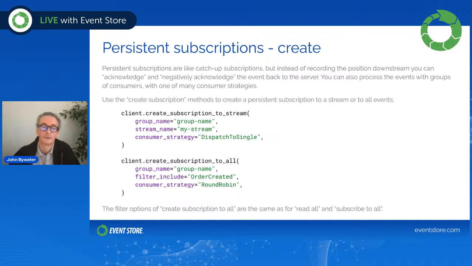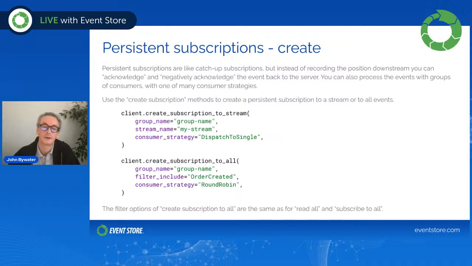There are quite a few methods for persistent subscriptions, whereas the catch-up subscription is just one method, like read, that continues. With persistent subscriptions, we firstly have to create them. Like the other methods, we can create a subscription to a stream, or we can create a subscription to all. If we create a persistent subscription to a stream, we have to give it a group name and a stream name. The consumer strategy dispatch to single is the default. I just included it here for illustrative purposes.